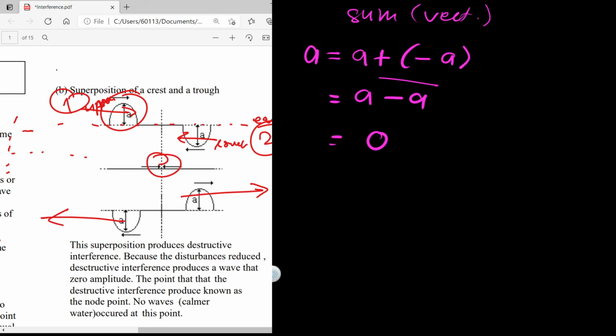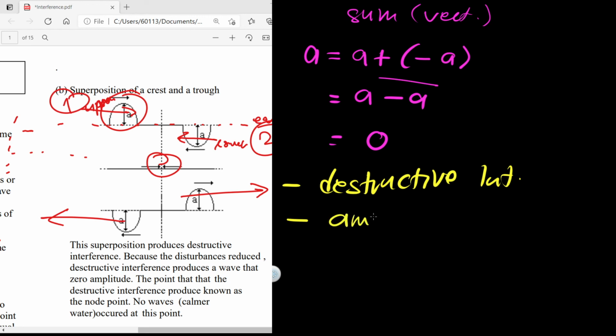So this superposition produces destructive interference. This is what we call destructive. As you can see here, the amplitude is destructed, from A to 0, because the disturbance, or the amplitude, is reduced. The destructive interference produces a wave with 0 amplitude. For constructive, the amplitude is twice, but for destructive, the amplitude becomes 0.